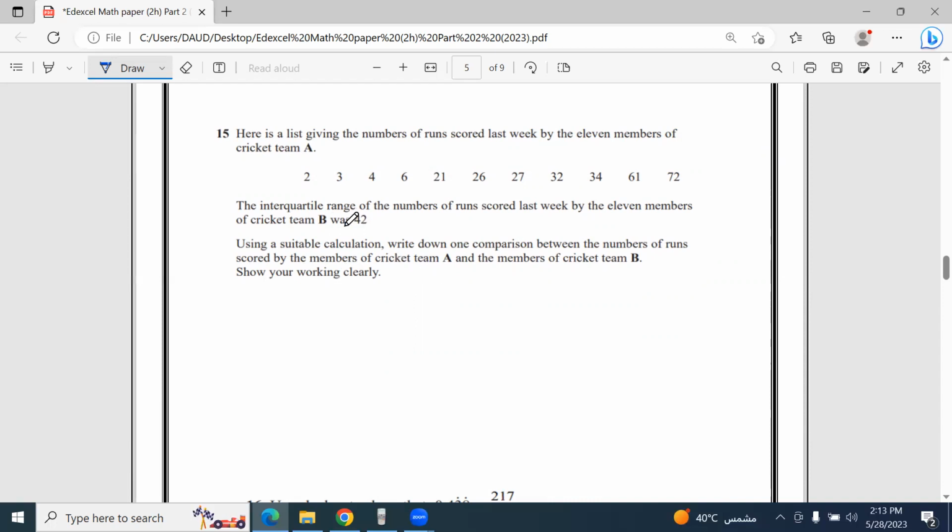The interquartile range is equal to the upper quartile minus the lower quartile. First we check the median. Because this is an odd set of data, the median is exactly the middle value, 26. Before 26 we have 5 values, and after 26 also 5 values. So the median of team A is 26.